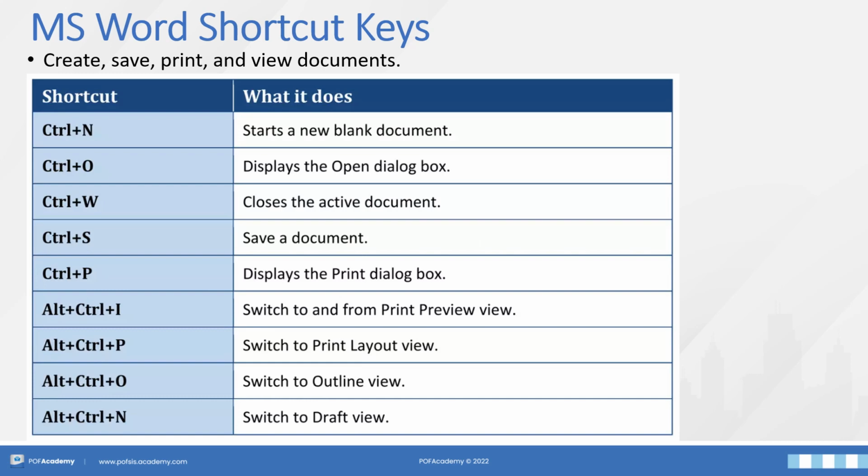To switch to and from print preview view, Alt Control I. Switch to print layout view, Alt Control P. Switch to outline view, Alt Control O. Then the last one is switch to draft view, Alt Control N. So basically, these are the most useful shortcut keys.